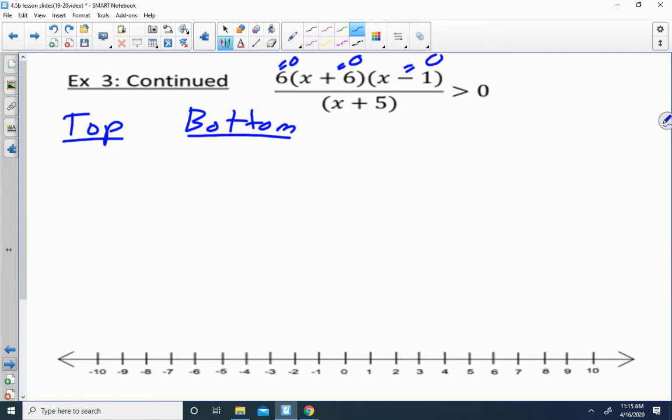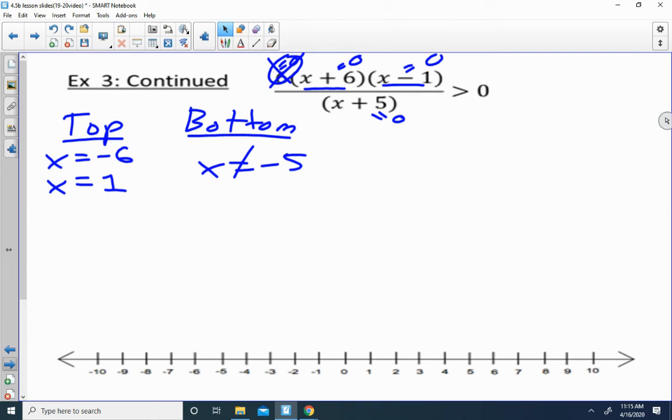When you set the 6 equal to 0, there's no x to solve. So 6 equals 0 is a false statement, so we're not even going to worry about that. But you can still do the other two. The x plus 6 equal to 0 should give you negative 6 for x. And for the other one, you should get positive 1. And that's totally okay. And then the bottom, set that equal to 0, and you're going to get x equals negative 5. And of course, for the bottom, set that not equal and give it its open parentheses.